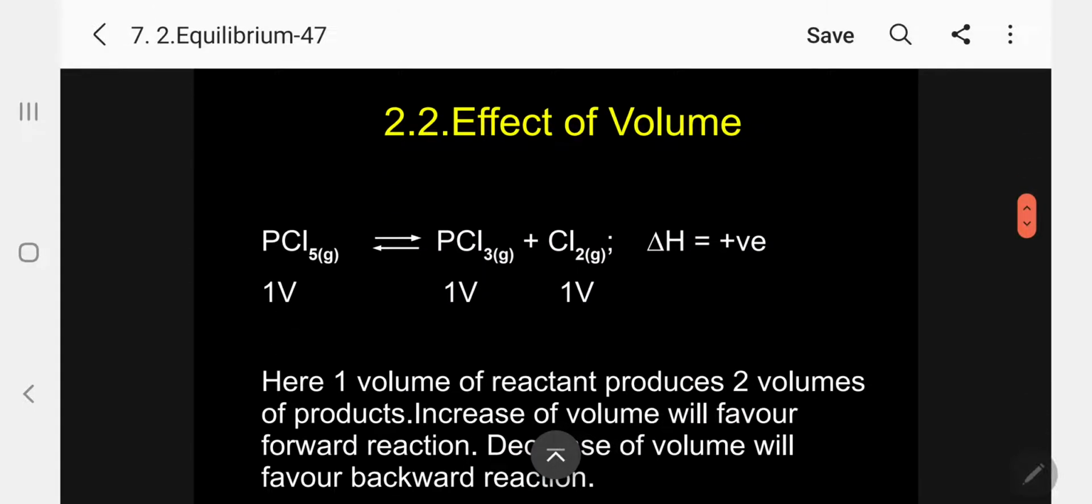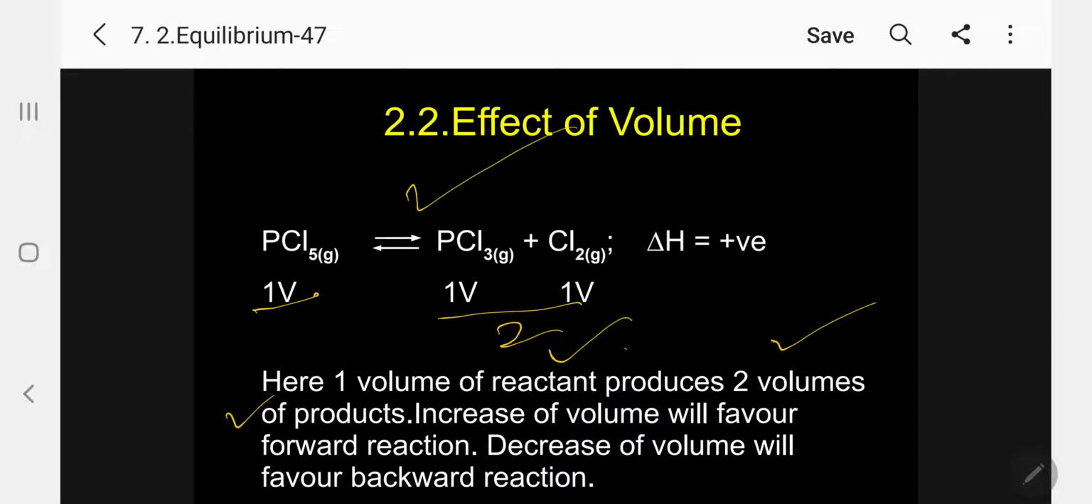Effect of volume, very important. The left side is 1 volume, the right side is 2 volumes. Please follow: the volume is higher on the right-hand side and lower on the left. Hence, 1 volume of reactant produces 2 volumes of products. So it depends on volume. An increase of volume will favor the forward reaction, because the right side is 2V and the left side is 1V. In the same way, a decrease of volume will favor the backward reaction.